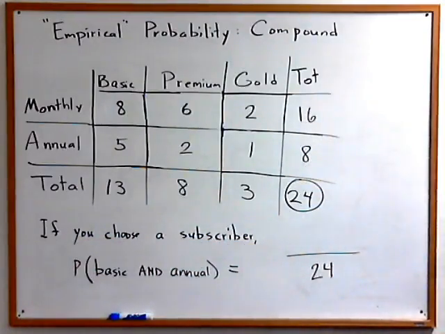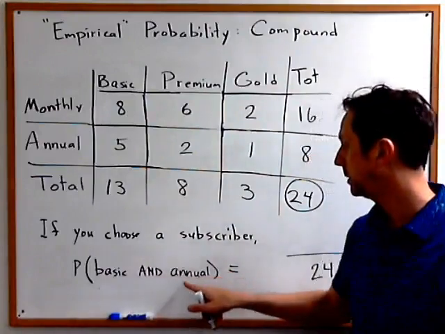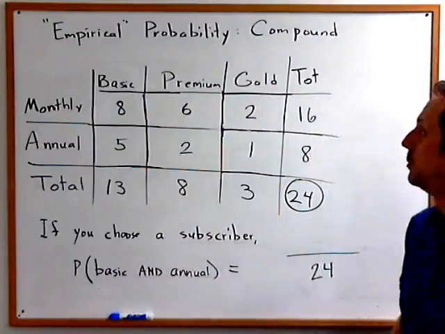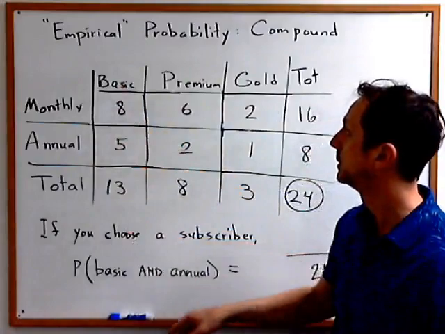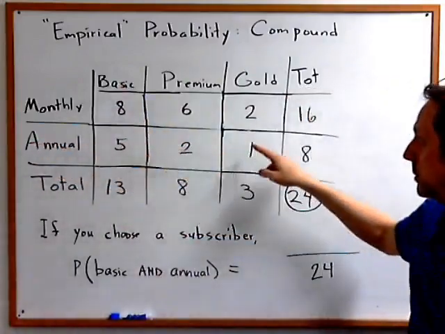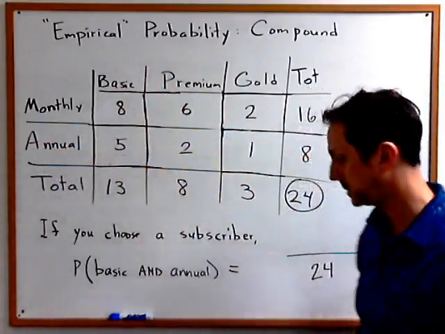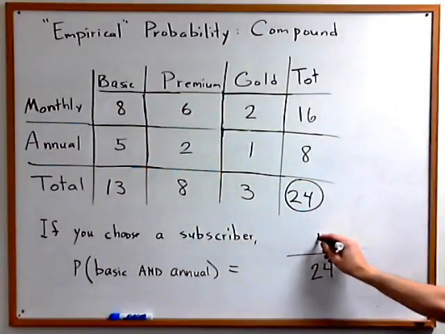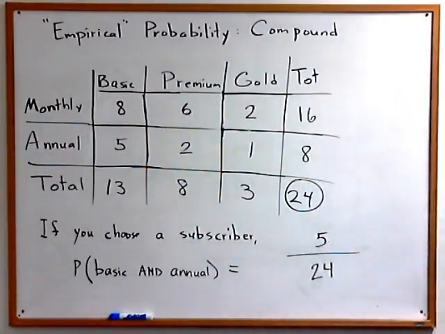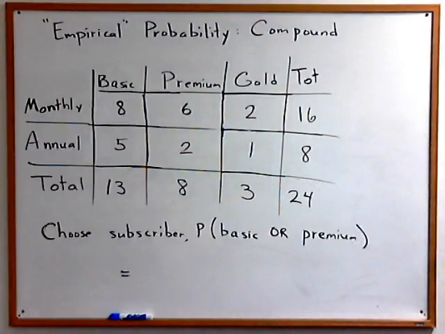How many of those are basic and annual? Well, the basics are in the first column, and the annuals are in the second row. First column, second row, that gives us these 5,000 subscribers right there. 5 out of 24. And what about the word or? Remember, we associate the word or with adding.